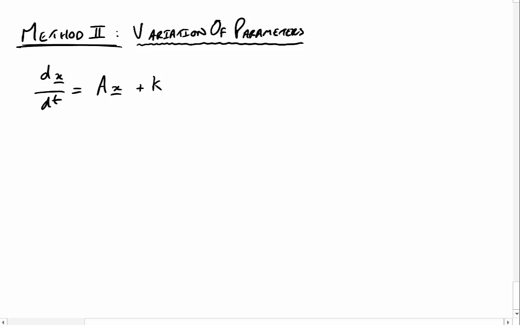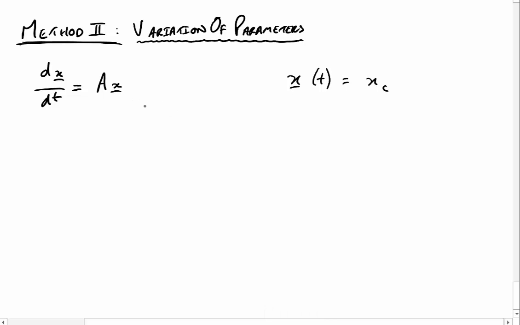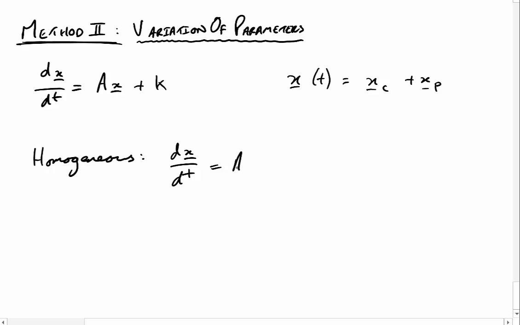Okay, so as usual, what we want to do is find the general solution, x of t, which will be based on the complementary solution, so the solution to the homogeneous part, in other words, there's no k vector, plus a particular solution which involves the plus k part. So this is just reminding you of what you've seen before. So the homogeneous part will look like this: dx by dt equals Ax.